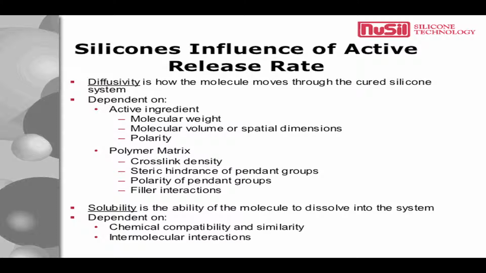And diffusivity. So how does the active molecule move through the system, through the silicone? Based on many factors: molecular weight, molecular volume, cross-link density. All these things can be changed. Steric hindrance, filler interactions. Does it bind preferentially? If there's two fillers, does the API, as an example, bind preferentially to one and not to the other?